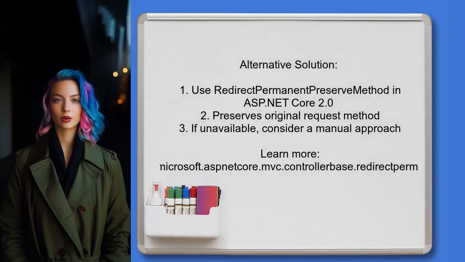An alternative solution provided by a user suggests using the redirect permanent preserve method in ASP.NET Core 2.0. This method allows you to redirect while preserving the original request method. If this method is not available, they recommend implementing a manual approach to achieve the same result.